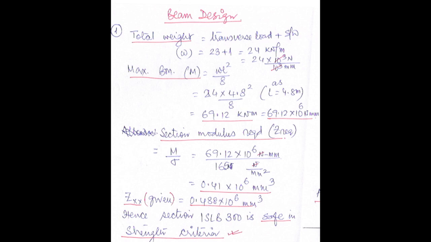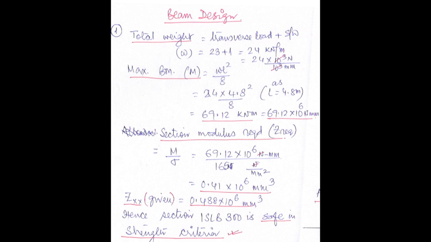W is 24. What is L? L is the effective length, that is 4.8 square divided by 8. So that comes out to be 69.12 kilonewton meter. Again, convert it into Newton millimeter. So kilonewton to Newton 1000 and meter to millimeter 1000. So 10 cube into 10 cube, how much? 10 to the power 6. So it is 69.12 into 10 to the power 6 Newton millimeter.